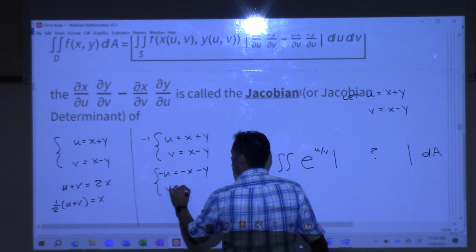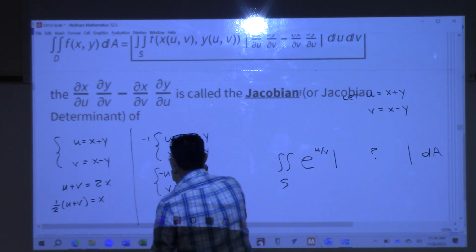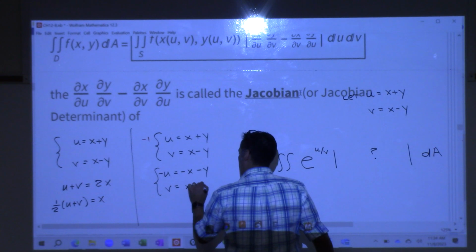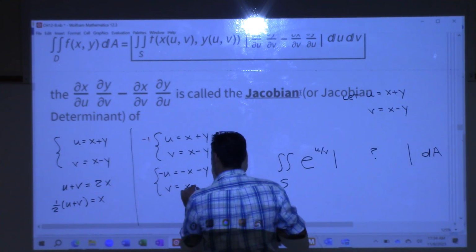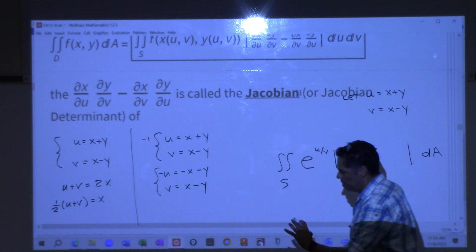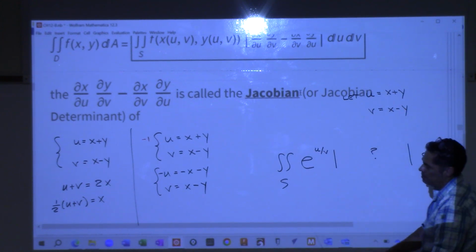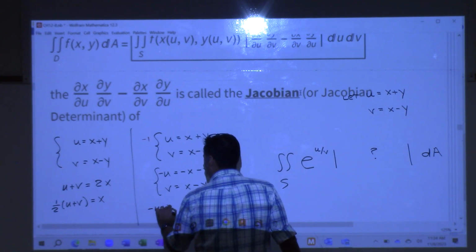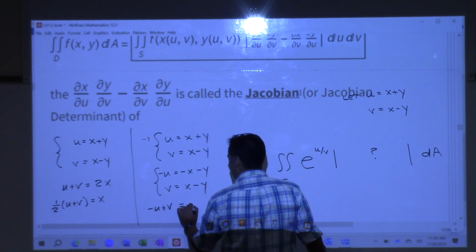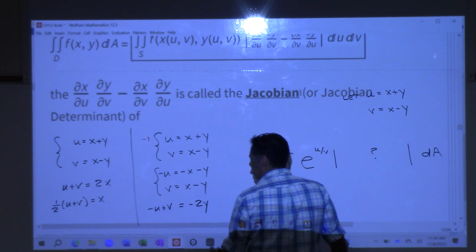Then v equals, not negative x plus y, right? Whoa, sorry, minus y. The second equation didn't change. Now add down. Yeah, I'll just put negative u plus v. You could put v minus u. And then negative, I'm going to wind up switching it anyway, right?